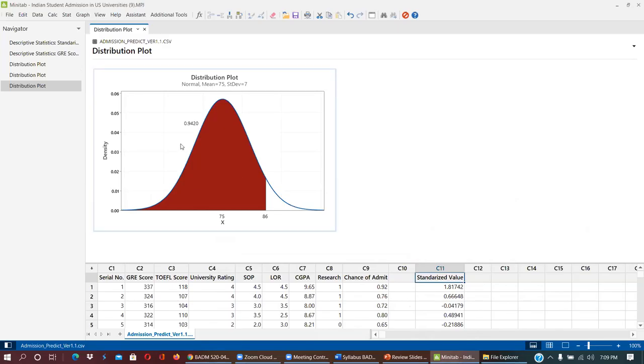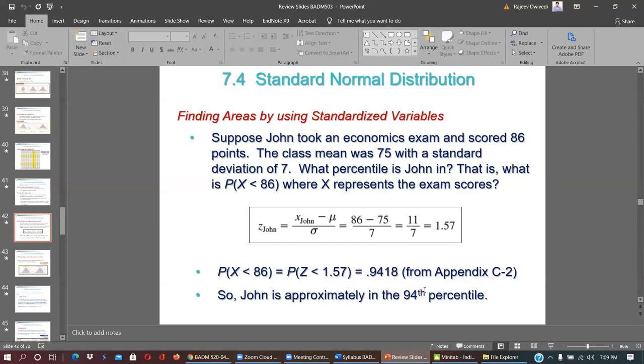Look into this. What is the percentile he is in? Can you see it's 94 percentile, 94.2. So basically, here you can say 94.2 or 94.18. So John is approximately in the 94th percentile.